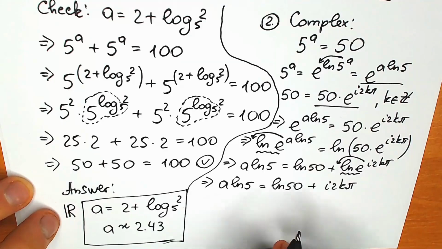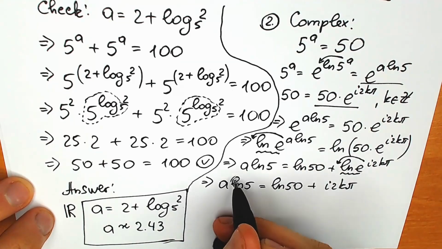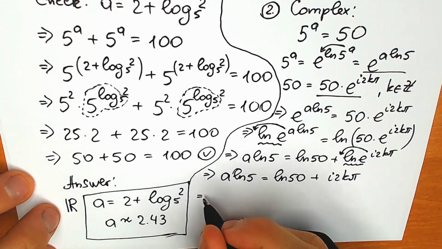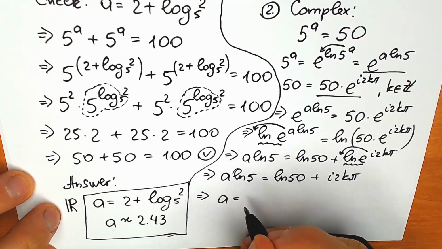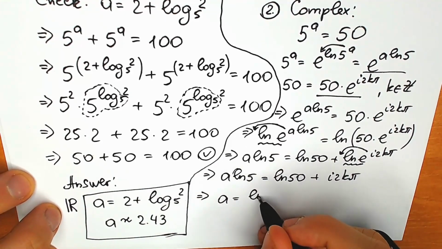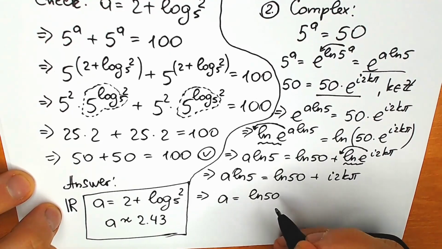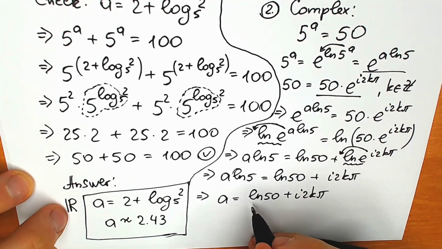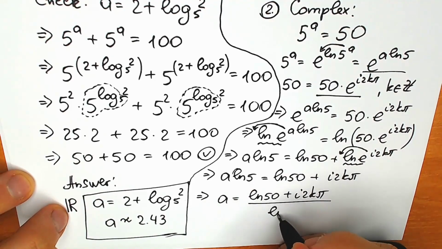And the final step: let's divide both sides by natural log 5, because we need to find our a. So a equals natural log 50 plus i 2k pi, and we divide it by natural log 5.